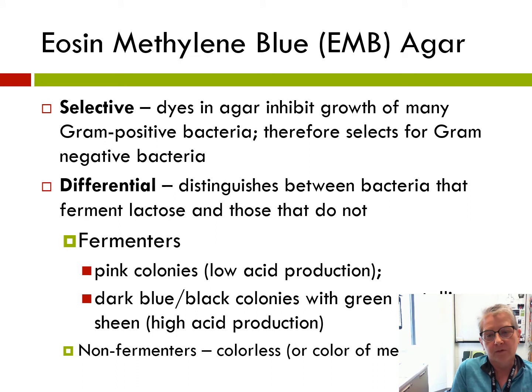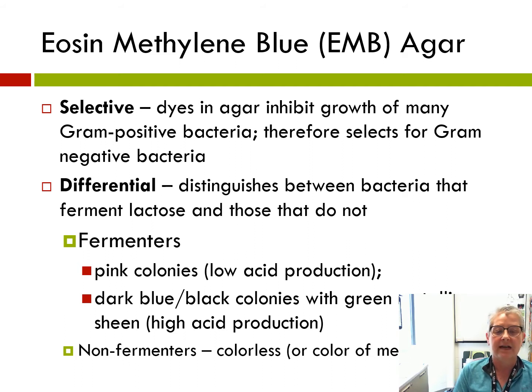So in this lab, we're going to look at several things. We're going to use another selective differential media. We're going to use something called EMB agar, eosin methylene blue agar. It's selective, again, selects for gram-negative bacteria. The dyes in EMB agar inhibit the growth of many gram-positives, so therefore it selects for gram-negative bacteria. It's differential in that it helps us distinguish between bacteria that ferment lactose and those that do not.